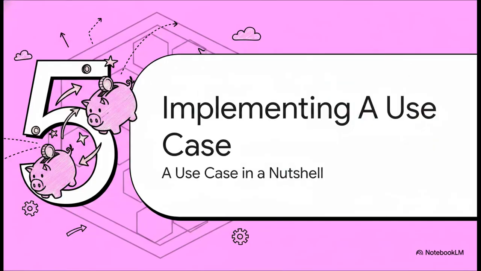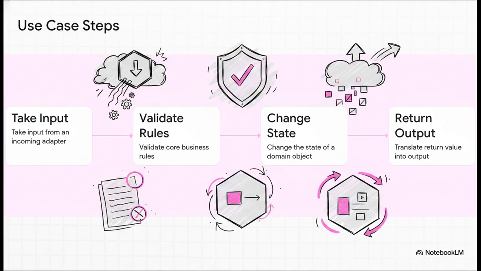Finally, Section 5, implementing a use case. Every specialized, narrow use case you write should meticulously follow 4 specific phases. First, you take the input from the adapter. Second, you validate the business rules, and notice this isn't basic input validation, this is your core business logic. Third, you manipulate the model state. And fourth, return the output. Following these exact steps keeps our business rules perfectly and strictly isolated.